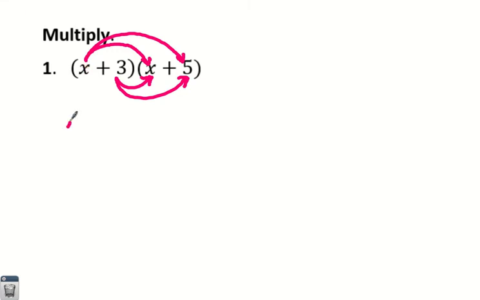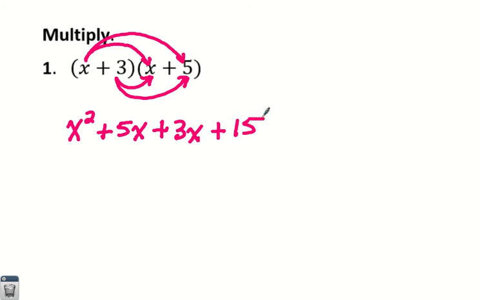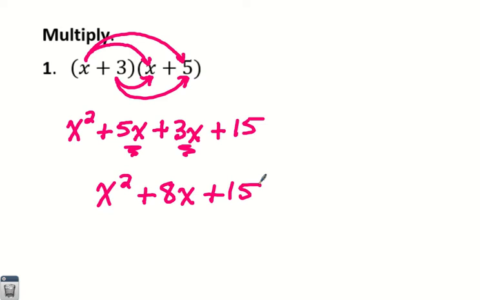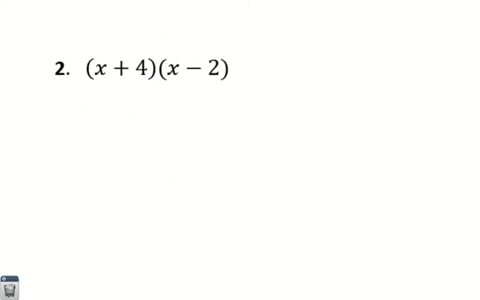X times x is x to the second. X times 5 is just plus 5x. 3 times x is really just 3x. And then positive 3 times positive 5 is positive 15. And then don't forget to combine any like terms that are combinable. Positive 5x and positive 3x make positive 8x. And so that would be the final answer there.